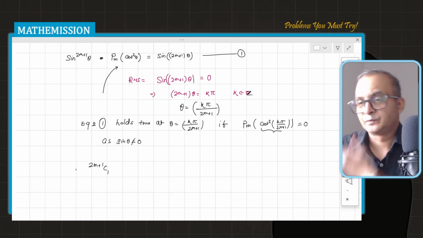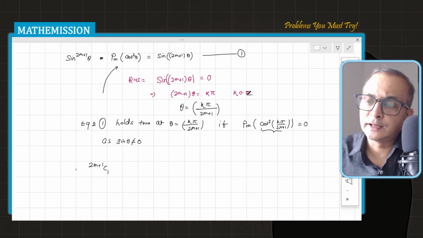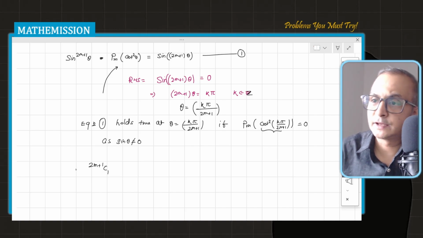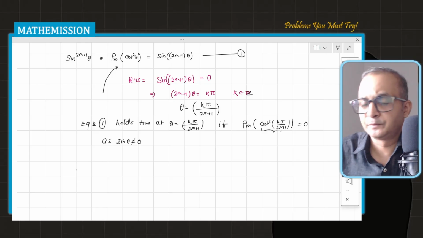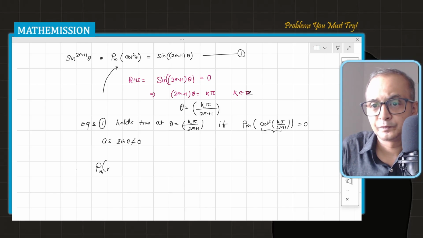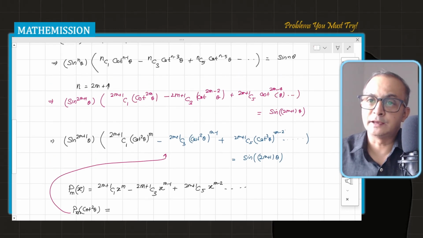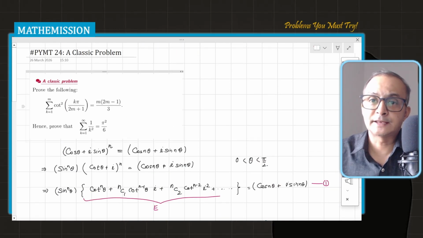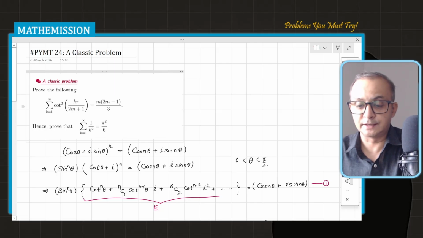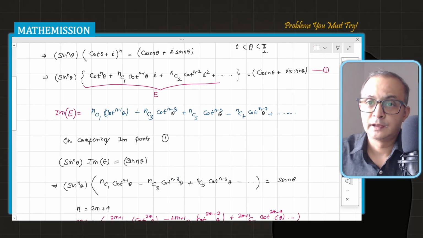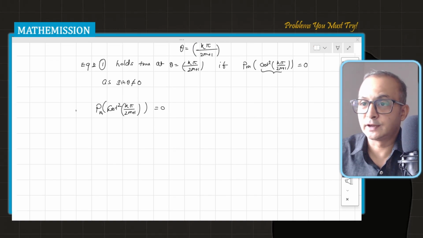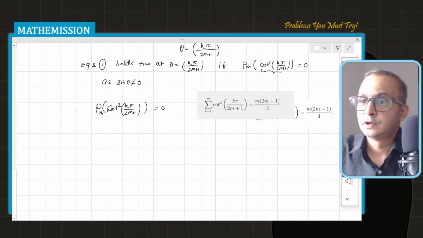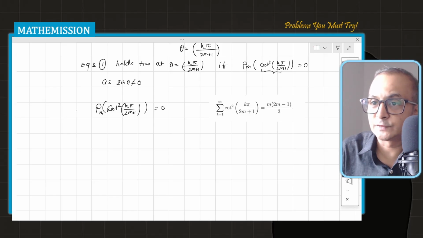Now notice one thing, this k is actually an integer value, and when we are substituting, this is going to be Pm, and we are substituting cot square k pi by 2m plus 1 is going to be 0. And notice that k starts from 1 to m. So let me copy this from here, and let's analyze carefully what they're asking. The k starts from 1 to m.